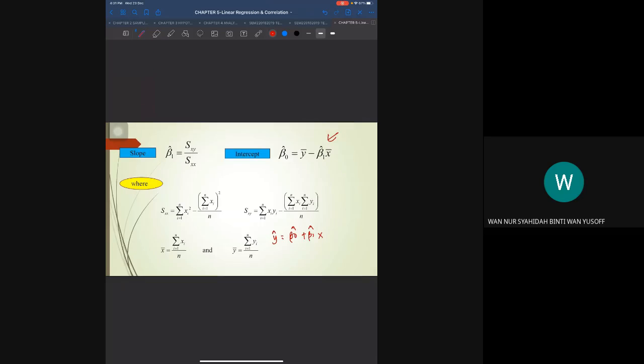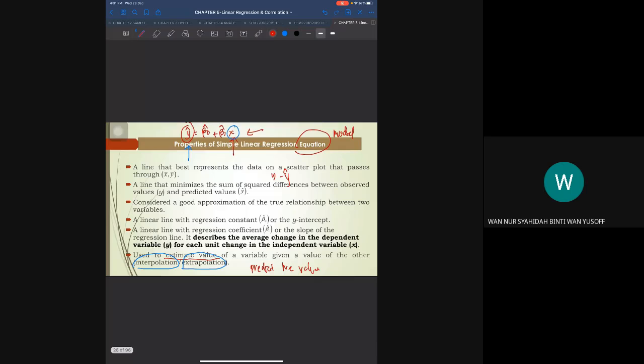This one I leave it to you. Properties. The equation or model, similar thing, we use to estimate a value of a variable given a value of another. So this is your model. When we have the values of beta node and beta 1, you will have a complete model.